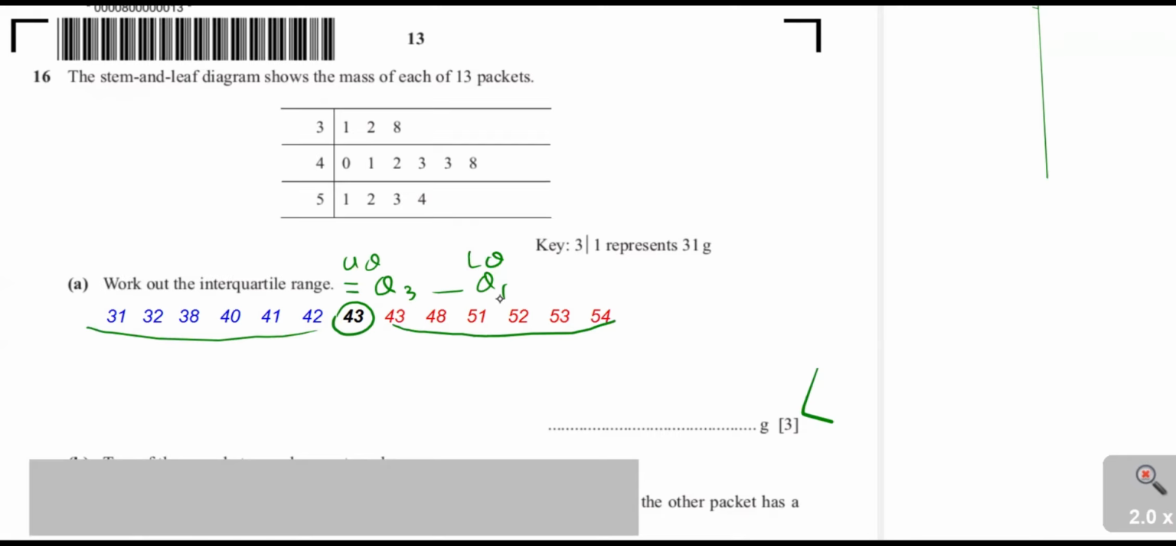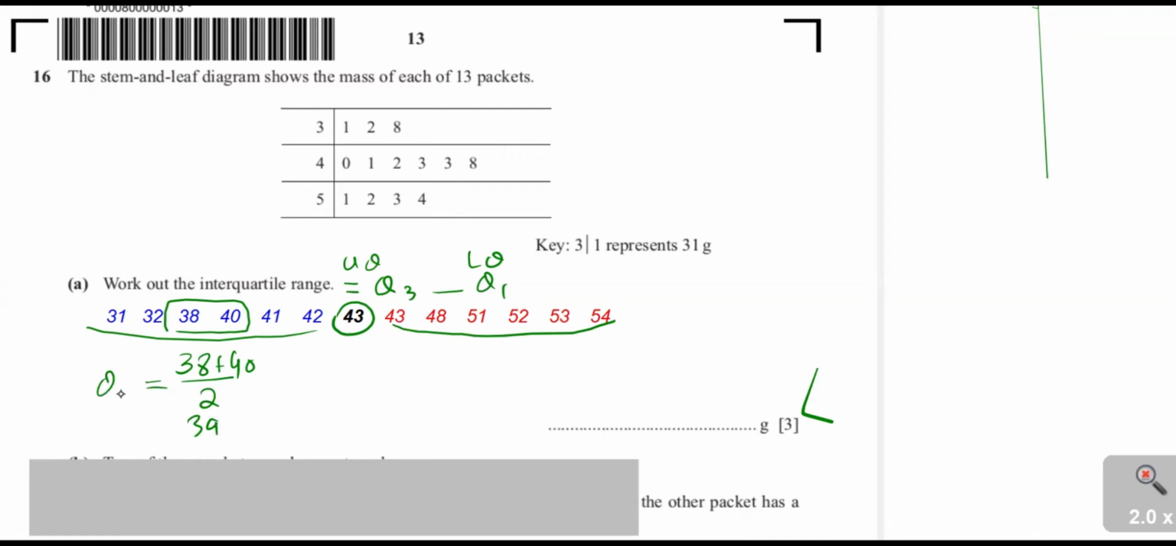And we can calculate the lower quartile. The lower quartile is the middle value of the data before 43. Here there are 6 values. The middle of the 6 values will be 38 and 40. We can calculate this middle value by taking the average of 38 and 40: 38 plus 40 over 2, which will be equal to 39.